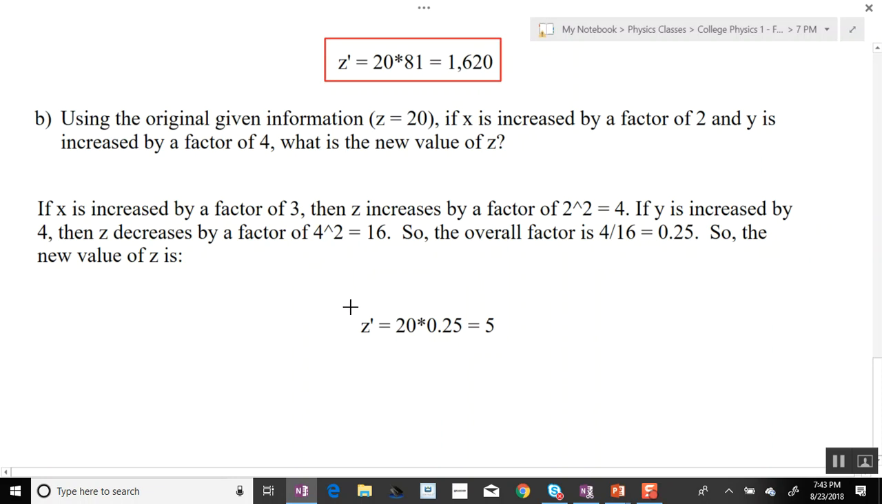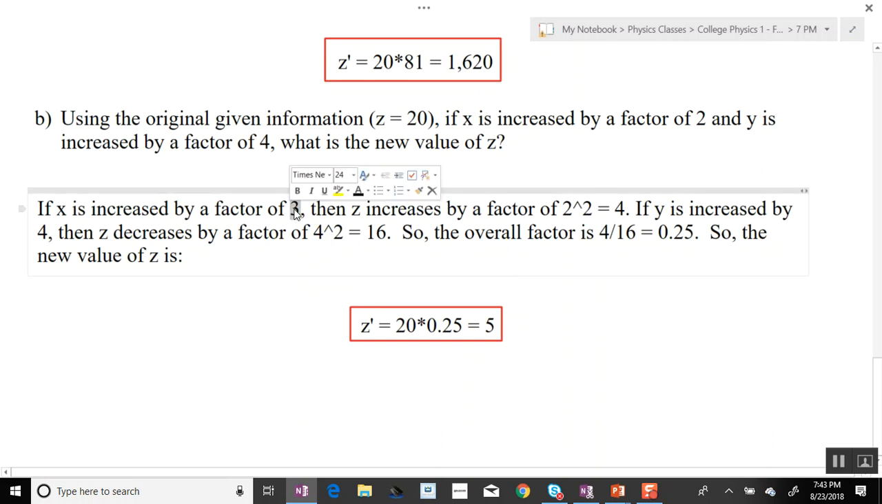In that first sentence, the x is increased by the factor of 3, shouldn't that be... Yes, sorry, I forgot to change it. Sometimes when I copy things, I forget to change things, so just let me know that. That happens every once in a while. Okay, so does that make sense?